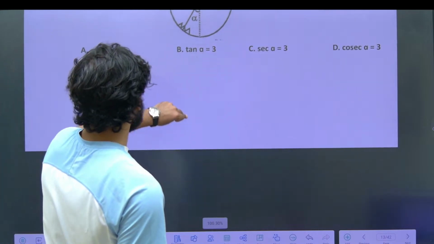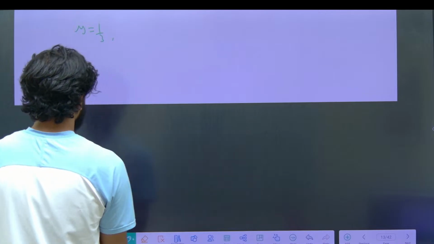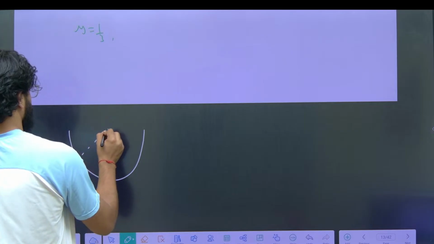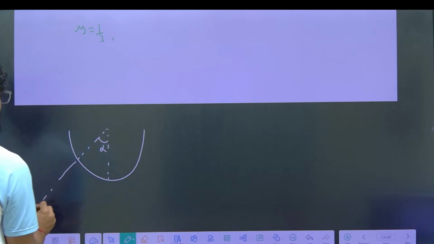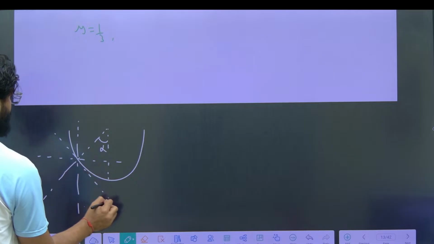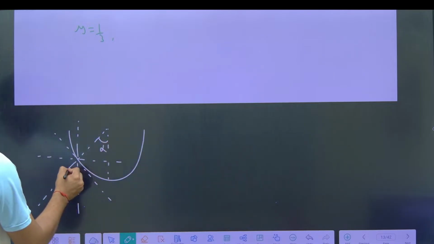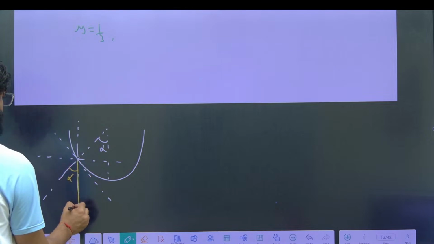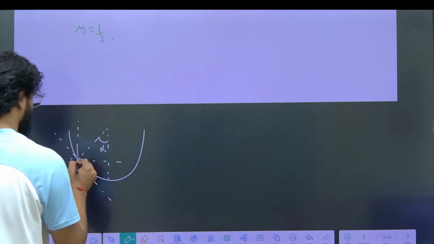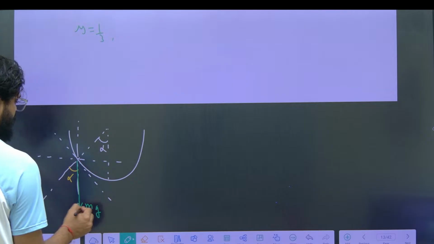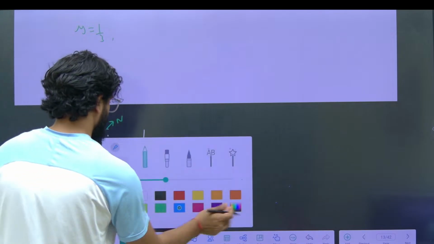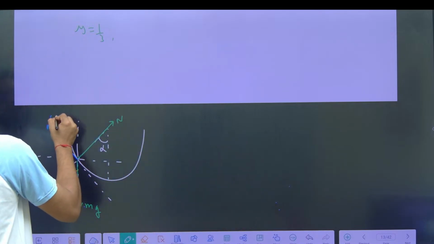So again, same kind of thing, guys. If this is alpha, carefully draw and use chakra method. Do you remember chakra method? Everyone remembers chakra method. Okay, so if that is alpha, we can say this is alpha, this is mg, this is normal, friction will be over here.